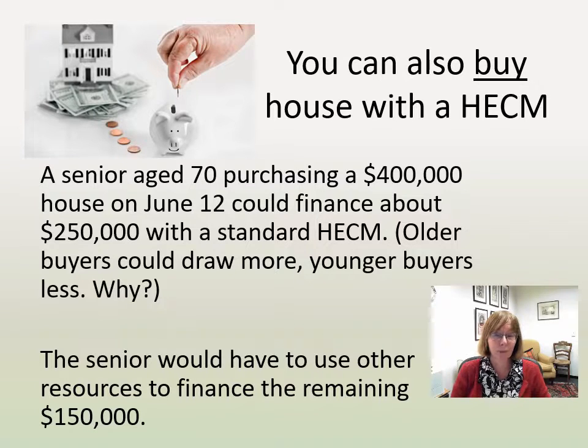You can also use the HECM to buy a house. That could be interesting if you need to move to a place that is more suitable for your disability as you get older. Of course, you can't borrow the whole value of the house because of the way the HECM works, but a senior aged 70 buying a $400,000 house on June 12 could finance more than half of that, $250,000, with a standard HECM. And again, older borrowers could draw more, younger buyers less. Explain to yourself why. The senior would have to come up with the remaining $150,000 for the purchase price of the house.